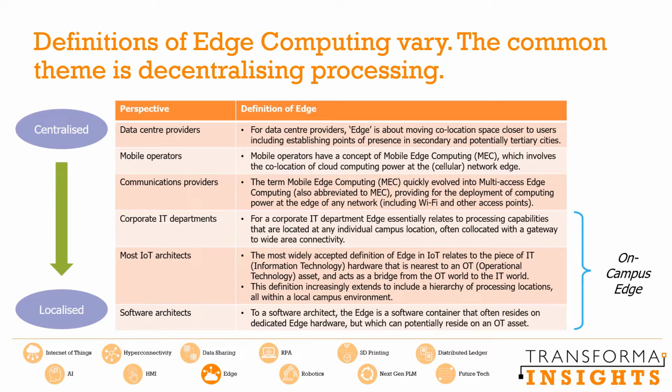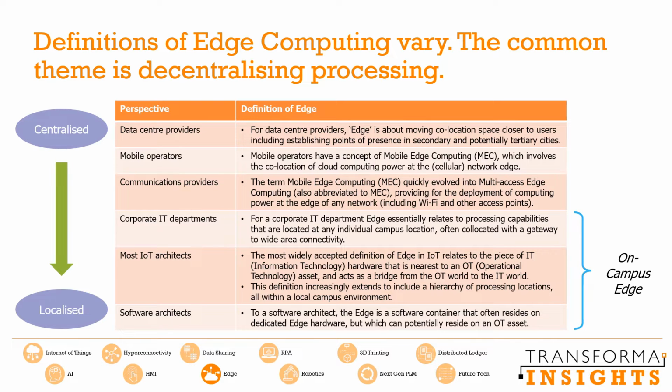And then we move down to some more IoT perspectives on edge. So most IoT architects would regard edge in IoT as relating to the piece of IT hardware that is nearest to an OT, i.e. operational technology asset, and that acts as a bridge from the IT world to the OT world, and this definition increasingly extends to include a hierarchy of processing locations, all within a campus environment.